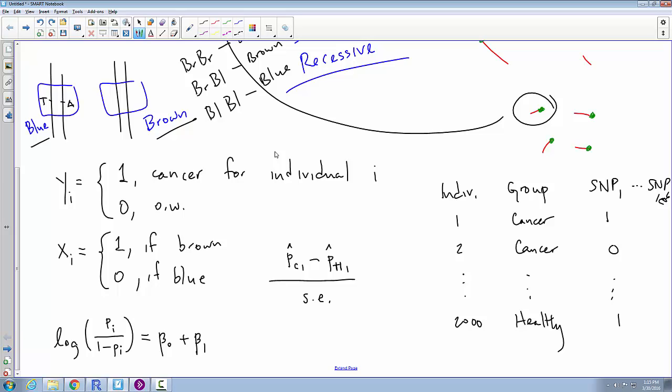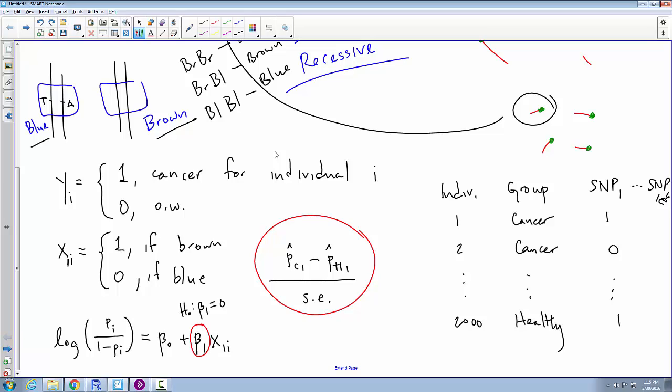It's an effect times, let's say, x, let's make this x1i, as in SNP1, individual i. That's the logistic regression model, and the p-value that we would have gotten from a 2-sample test of proportions is going to be analogous to the p-value we'd get for testing is beta 1 equal to 0 or not.